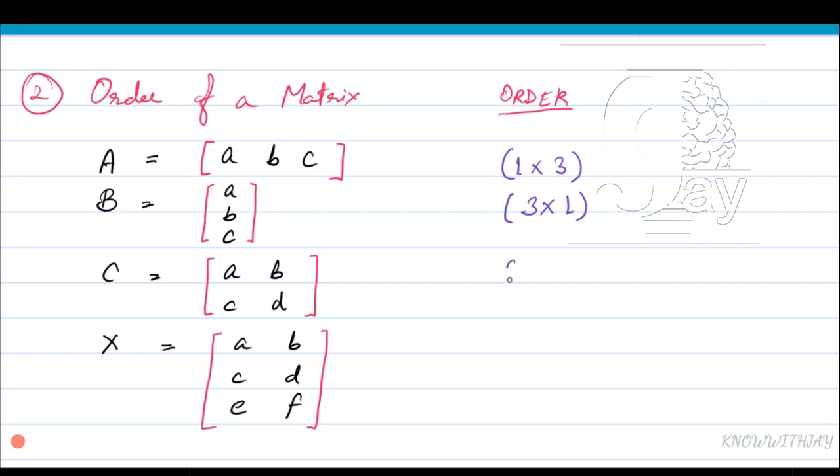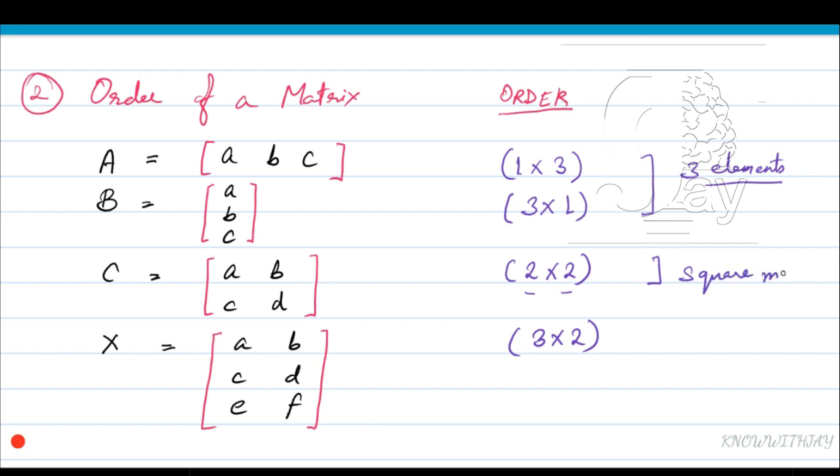The order of matrix C is, we have 2 rows and 2 columns, so 2 into 2. The order of the fourth matrix X is 3 into 2, 3 rows and 2 columns. Now if we see, the first 2 matrices have the same number of elements. The third matrix is a square matrix where the number of rows and number of columns are equal, so it is known as a square matrix, having 4 elements.